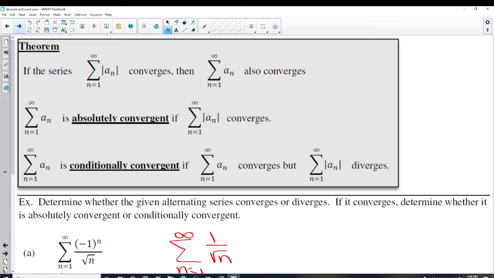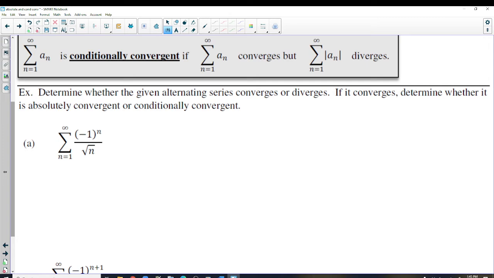Theorem: if the series of absolute values converges, then the original also converges. We'll talk about that. The series is absolutely convergent if the series converges when we take the absolute value. The series is conditionally convergent if the series converges but the absolute value diverges. All right, what does all this mean? Here we go. Let's put it into practice.